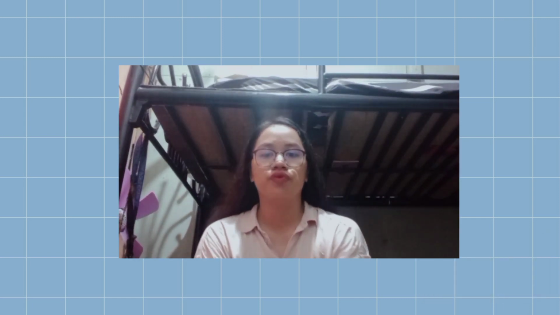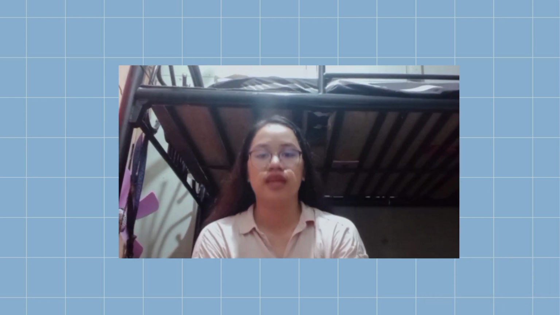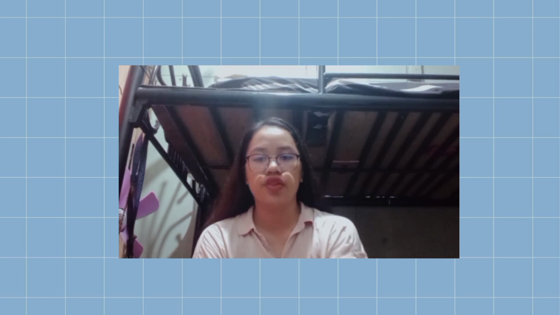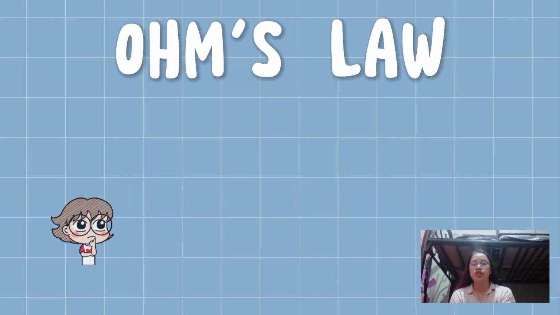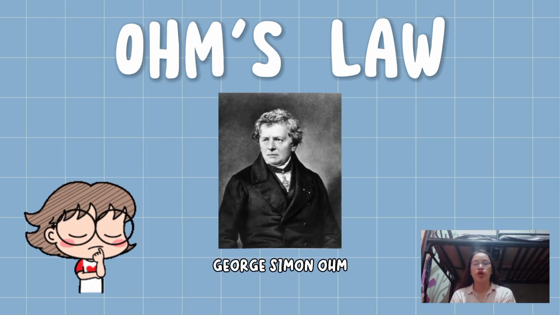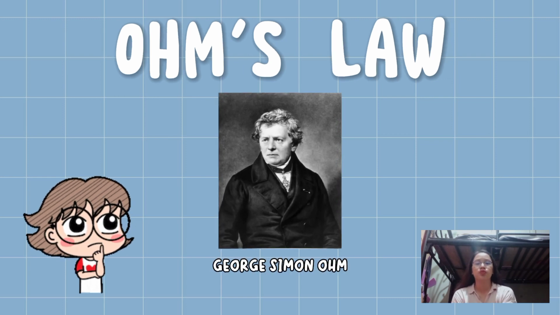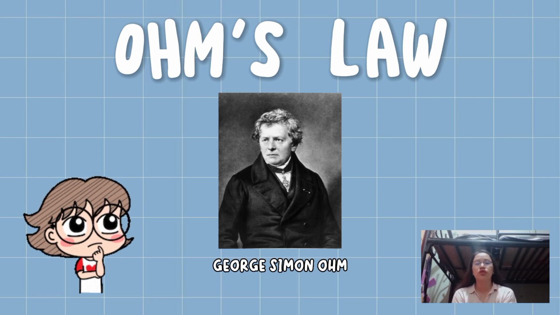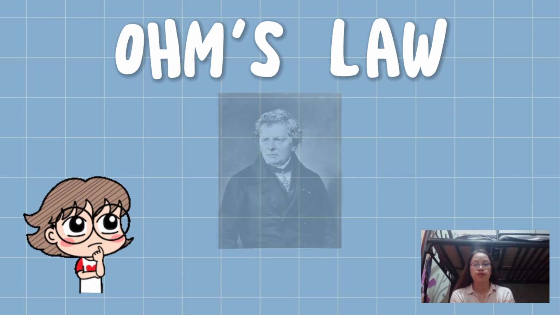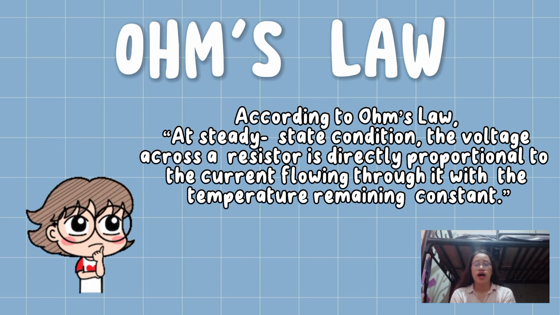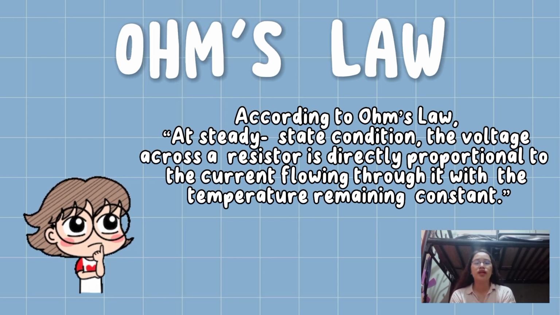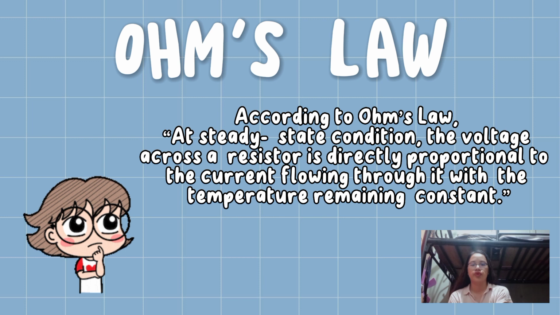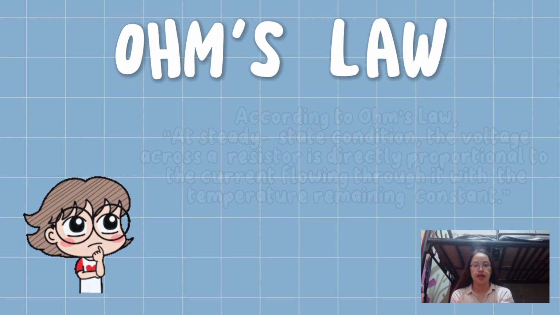What is Ohm's law? Ohm's law is a relationship between voltage, current, and resistance, and how they relate to each other. Ohm's law was developed by German physicist Georg Simon Ohm, who undertook many experiments to develop his theory, including measuring current by touching electrical circuits and seeing how much it hurt. According to Ohm's law, at steady-state condition, the voltage across a resistor is directly proportional to the current flowing through it with the temperature remaining constant.